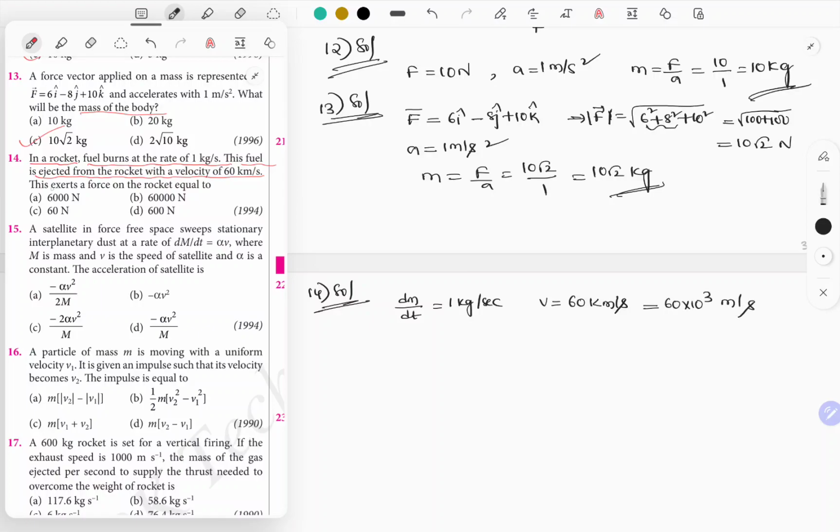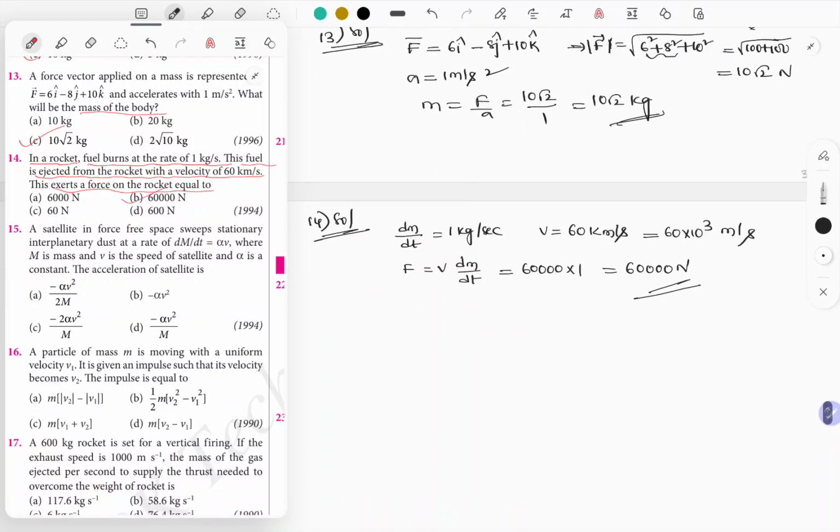The question they are asking is the force exerted on the rocket, which is F is equal to V into dm by dt. That's all. V into dm by dt is 60 into 10 power 3 into 1 kg, which is equal to 60,000 Newton. So which option matches? Option B is the correct answer. Many students make a mistake here. Without converting 60 km per second into meter per second, don't solve the problem, because all the units must be the same. Correct, right?